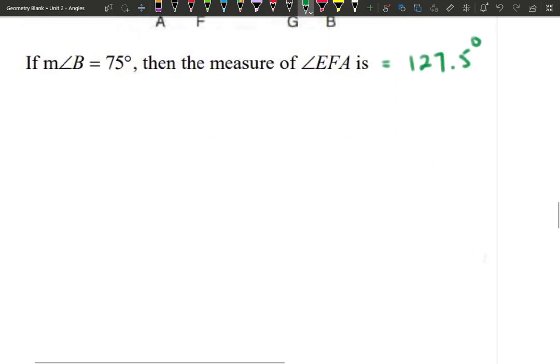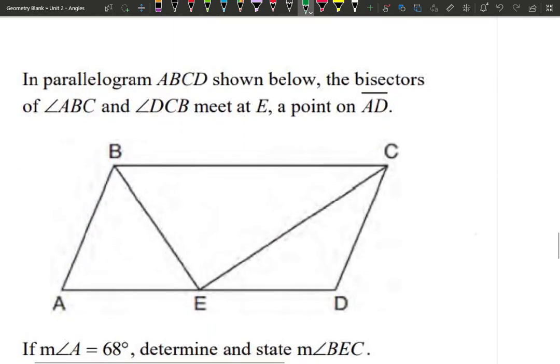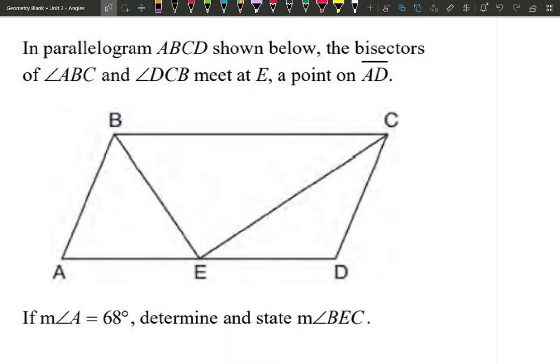Okay. This next one, I am going to leave you to do this one. I will post the answer in the comments, and I'll pin it. Or maybe the description so you could check it to see if you're right. But I'm not going to do this one with you. Use this as a challenge. Just know that it's a parallelogram. Bisect means to cut in half.